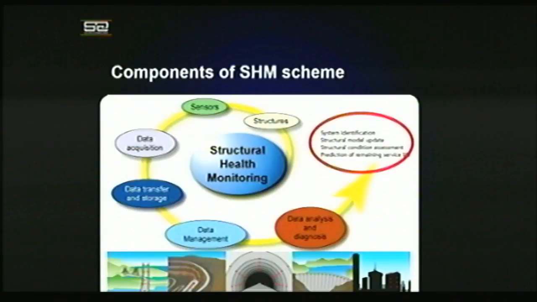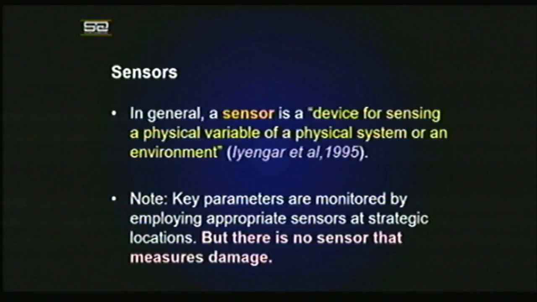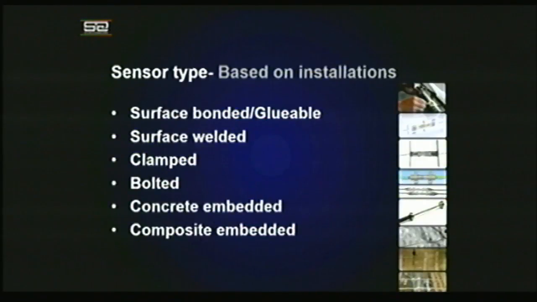The sensor is a device for sensing a physical variable, as we all know. The key parameters are monitored by employing such sensors at strategic locations. But what is to be noted is that any sensor does not measure damage. We use the sensor data in time history form, which represents the different states. When you compare two different states, any change, either increasing or decreasing, can represent damage.